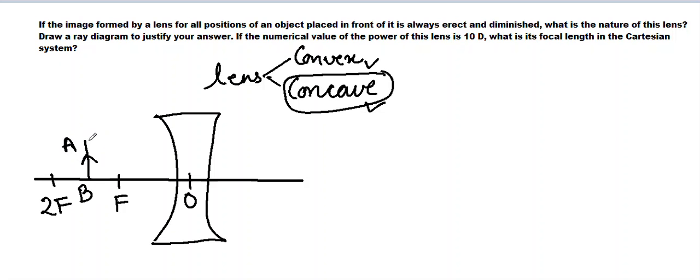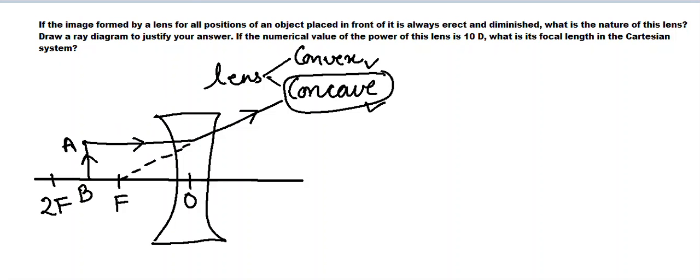So as per the rule, if a ray is passing parallel to the principal axis, because it is a concave lens, it is going to diverge. So it's going to move something like this, and when we trace it backwards, it is going to meet at the focus. That is, it will seem as if it is coming from the focus.